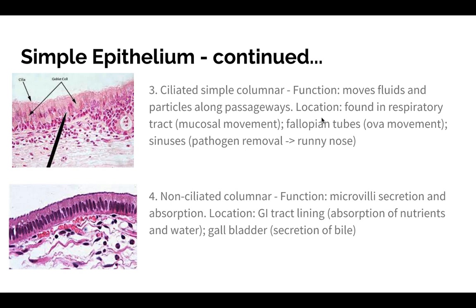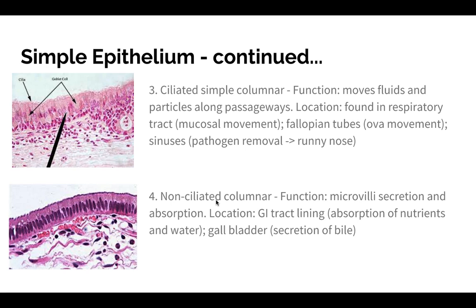The location of these cells would include the respiratory tract, your fallopian tubes, ladies, for the movement of eggs or ova, and sinuses. And they're very useful in our sinuses for the removal of pathogens. That's why we get a runny nose sometimes, like when we're having allergy issues or we get a cold. We get a runny nose because we're producing more water to move the stuff off of our mucous membranes so that we are no longer infected.